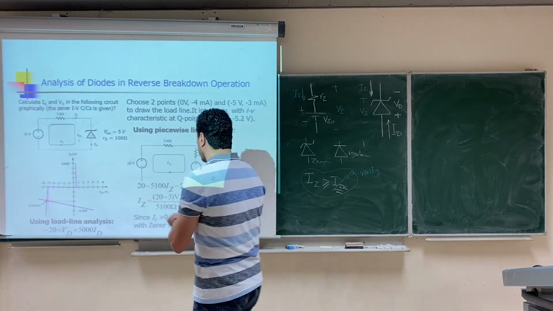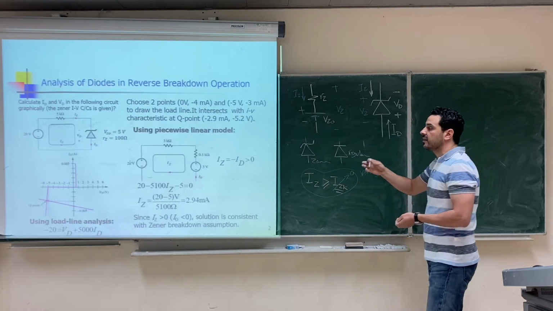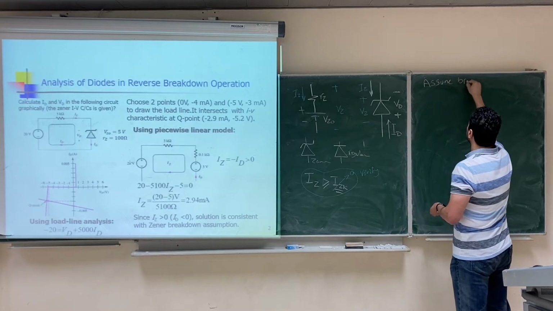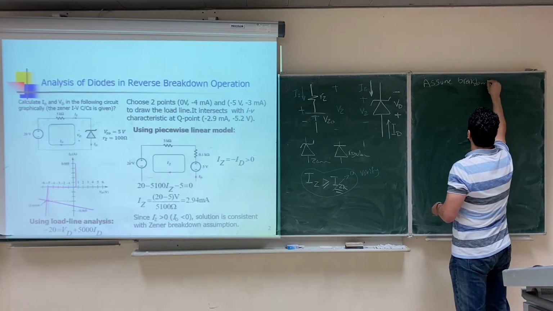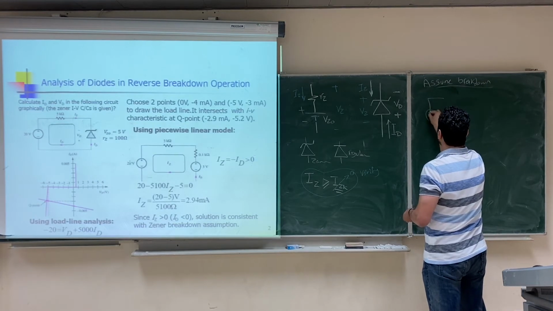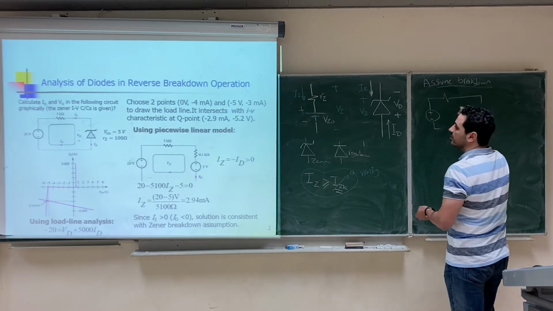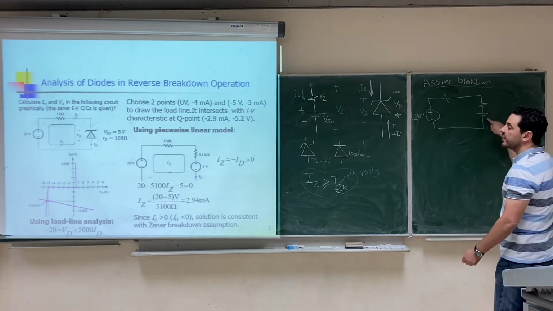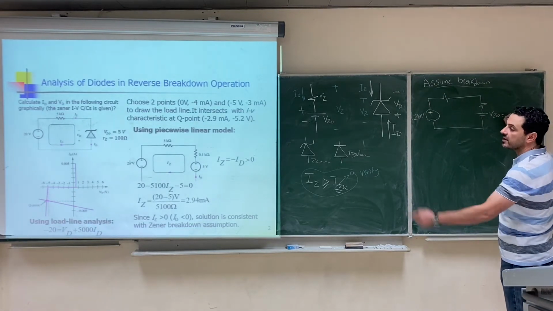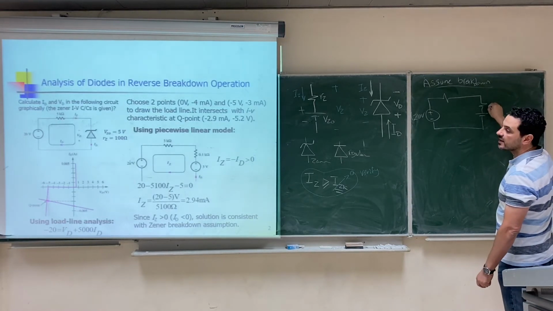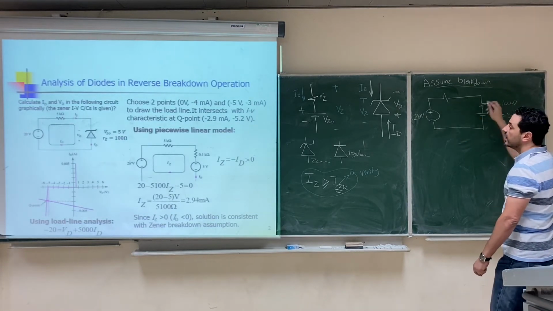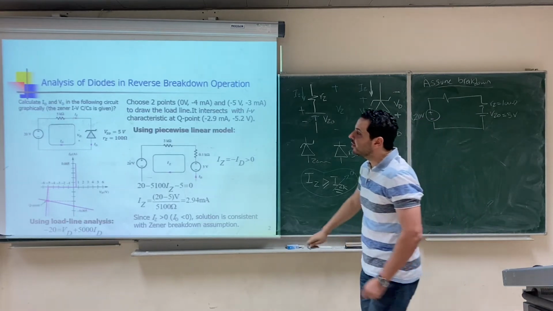Now let's solve this problem. We are going to assume breakdown. Then we replace the Zener diode with the breakdown model. The breakdown model is a resistance and then a battery in this direction. This battery is VZO, which is given to be 5 volt. This resistance RZ is 100 ohm, and this resistance is 5 kilo ohm.